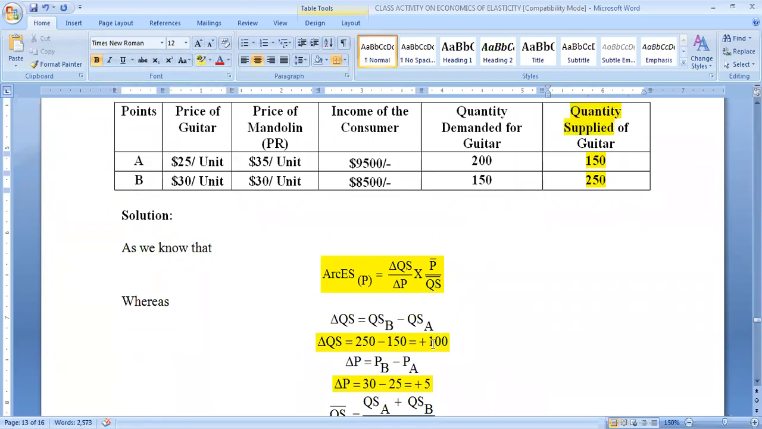So the difference is plus 100. Now this is the first component of the formula. Delta P is equal to PB minus PA. PB is 30 and PA is 25. The difference is plus 5. This is the second component.